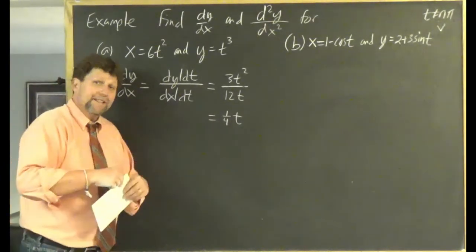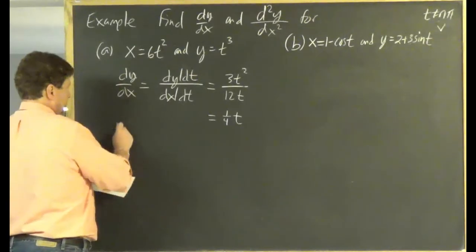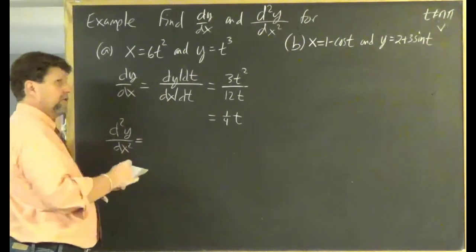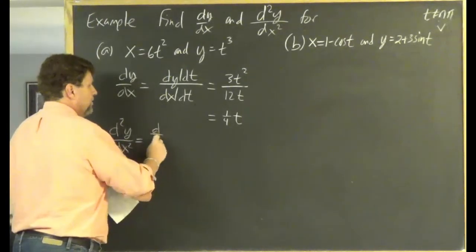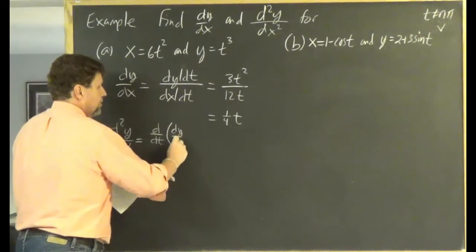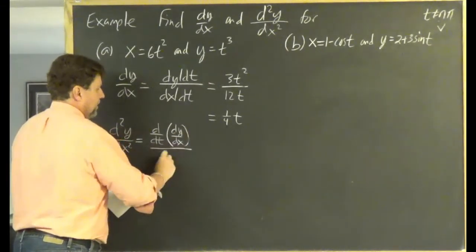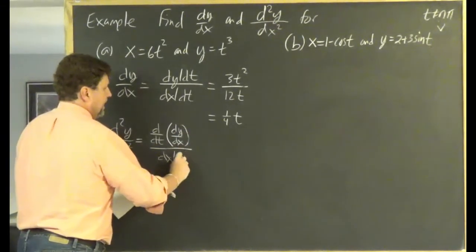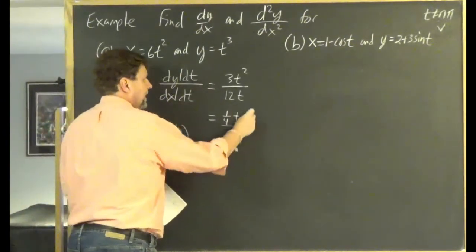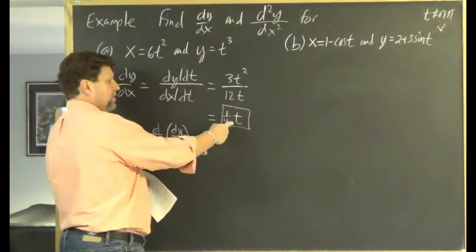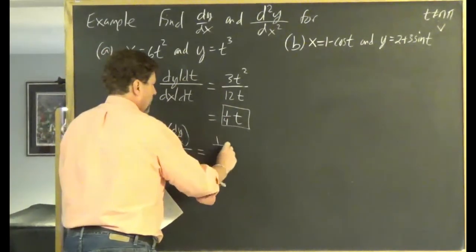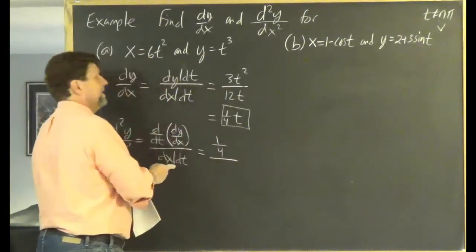So to get the second derivative, you have to differentiate with respect to t the first derivative. And then that's all over dx/dt. So your first derivative is a function of t. Differentiate that, d/dt. The derivative of 1/4 t is just 1/4. And then that's over dx/dt.